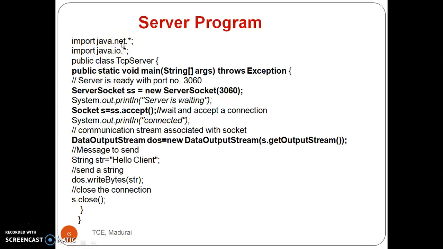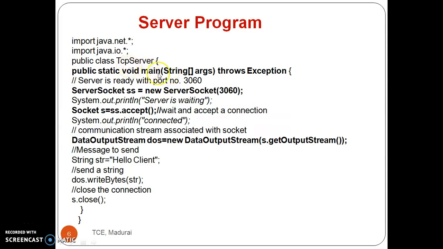The net package is responsible for network programming, especially for the client-server communication model. And we are going to make use of another package called the IO package, which is responsible for creating input stream and output stream for data transfer from one machine to another machine. After importing these two packages, we need to define the class name or file name by using the syntax public class TCPServer. So TCPServer is the class name or file name.